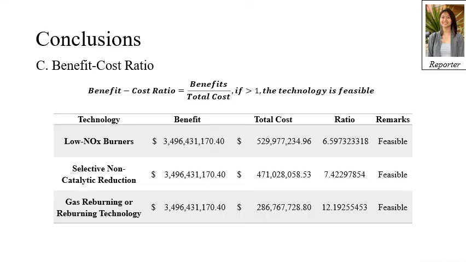For the benefit cost ratio, it is computed by dividing the total benefit and the total cost of each technology, and it shows that all are feasible in addressing the risk since the ratio is greater than 1. The highest ratio observed is for the gas reburning or the reburning technology, which means that it has the highest benefit per cost. The benefit cost ratio of the low NOx burner and the selective non-catalytic reduction are of the same range.